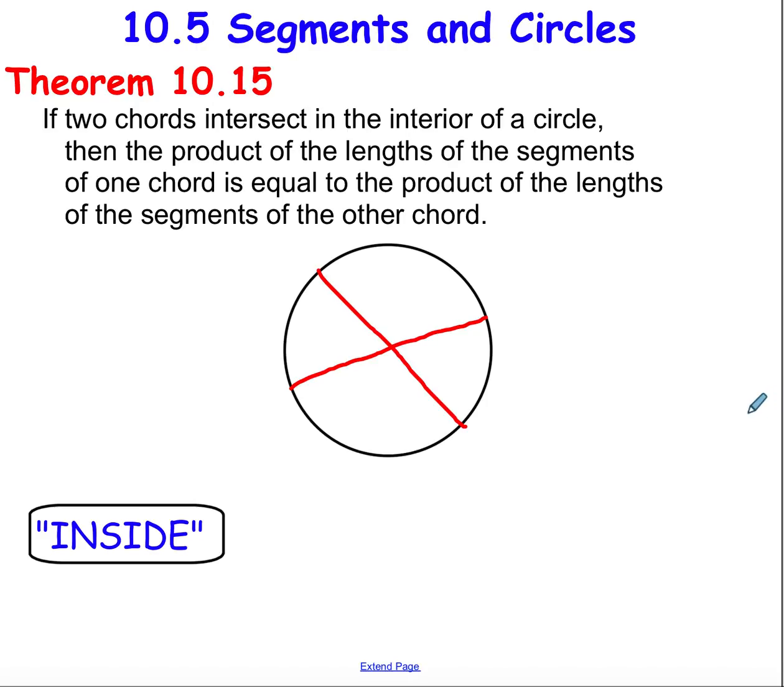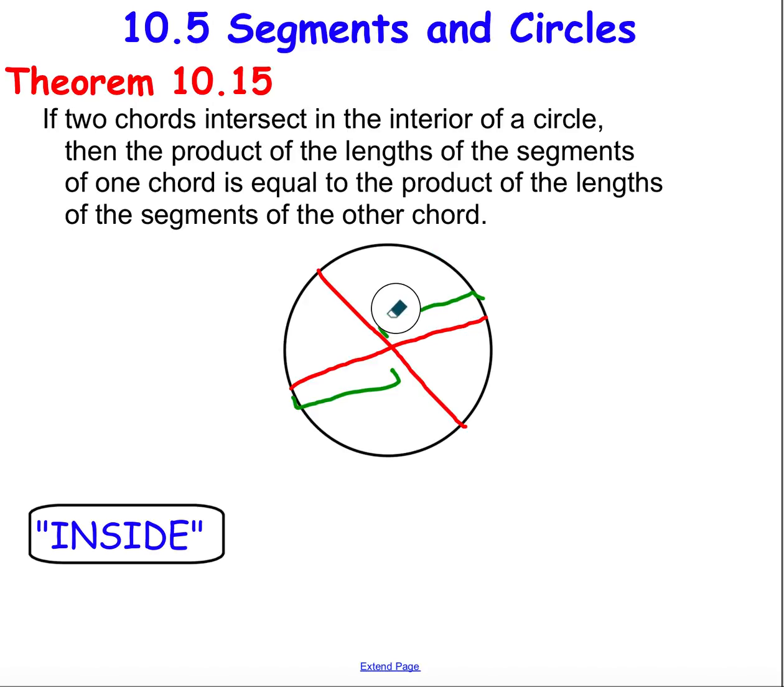Here's what this says. Then the product of the lengths of the segments of one chord is equal to the product of the lengths of the segments of the other chord. Here's what this is saying. Let's say each of these chords are now split into two parts. This chord right here has this section and this section. That's what it's referring to when it talks about the lengths of the segments of one chord. Here is the length of one segment of this chord and the length of the other segment of this chord.